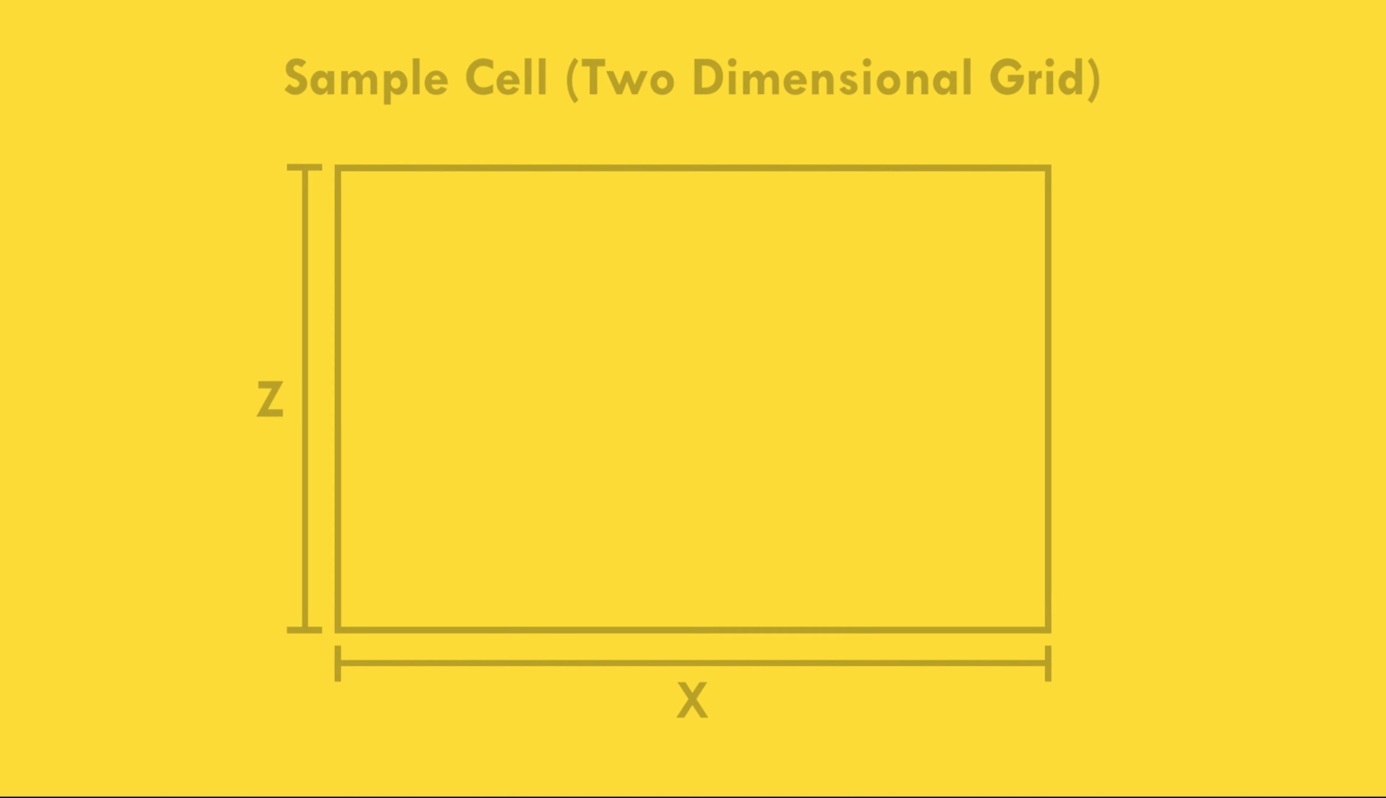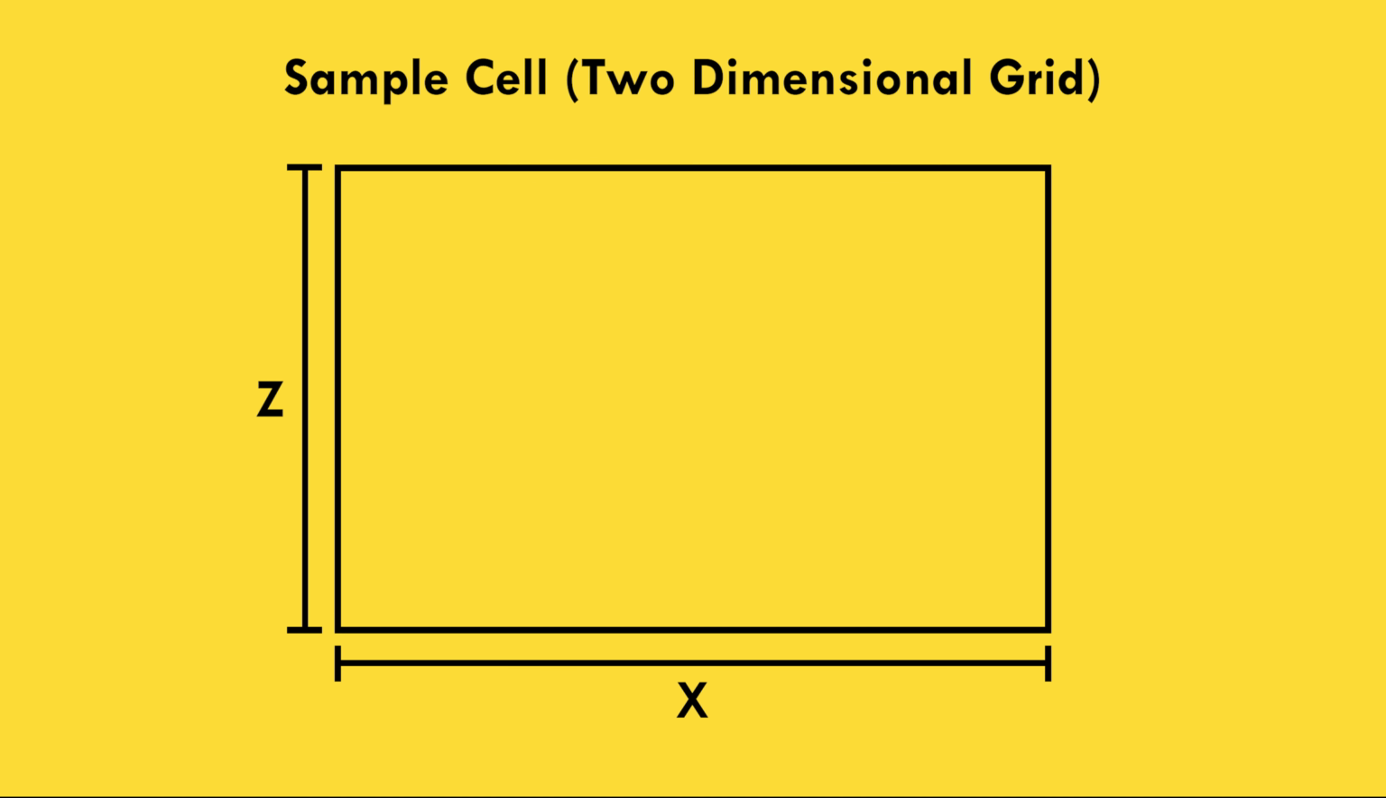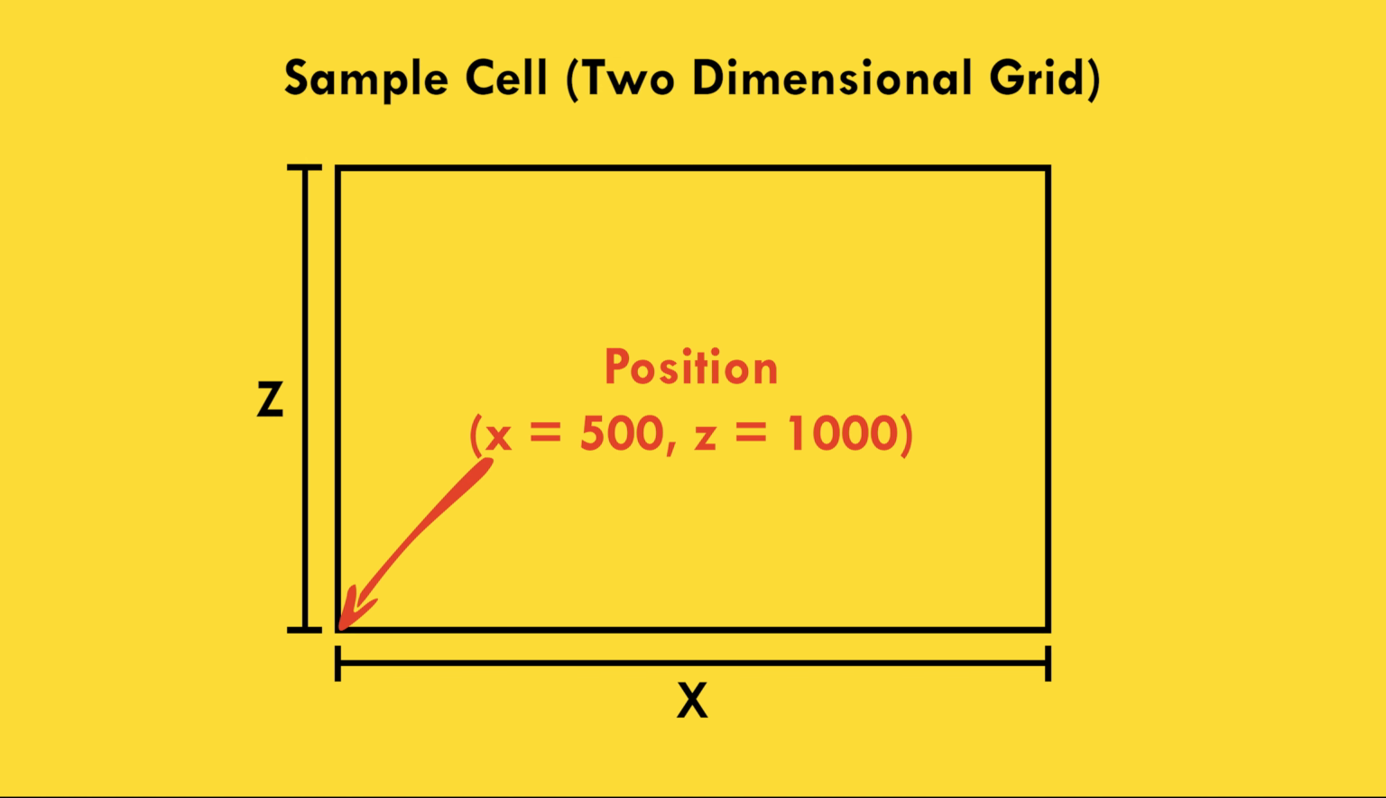To understand how the offset values work, let's examine a sample streamable cell on a two-dimensional grid using the X and Z axes. First, it's important to note that streamable cells are always anchored at their minimum point. So when we talk about the position of a streamable cell, we are specifically talking about the position of its minimum point. For the purposes of this example, we will say that this cell is positioned at X equals 500 and Z equals 1000. We will also define the width of the cell along the X-axis as 300 and the length along the Z-axis as 200.